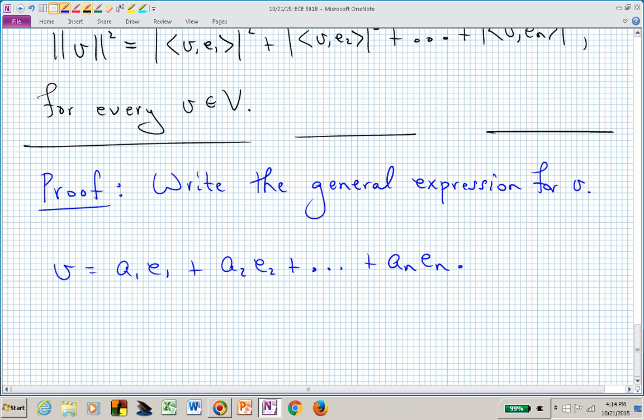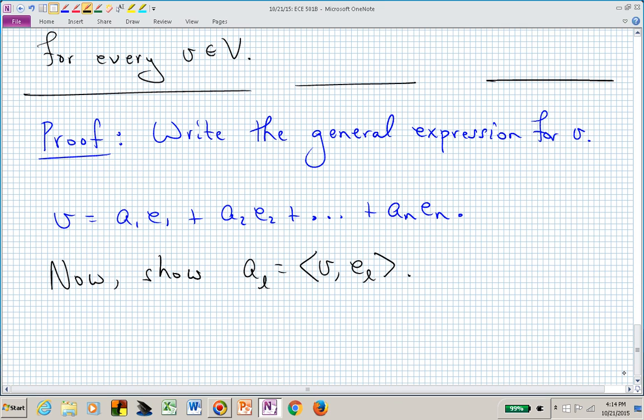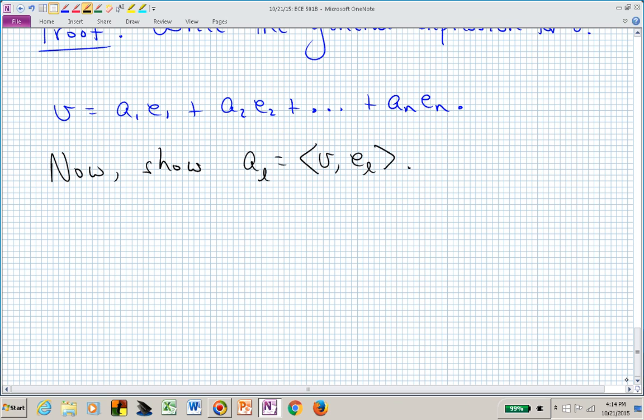Now what we want to show, really, is that those particular scalars, all of those, are in fact these inner products, V with E sub L. That's what we want to show. And then we will have concluded the first part of those two statements in that previous theorem, Theorem 617. Now to show that, let's start with the first one.